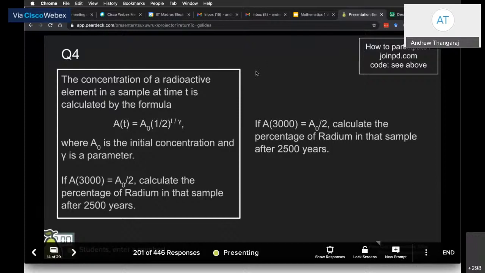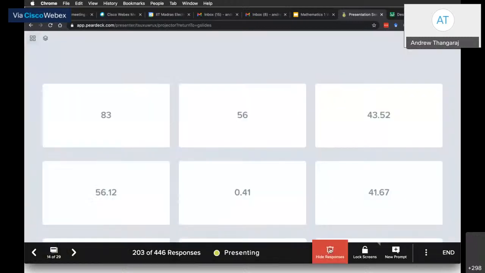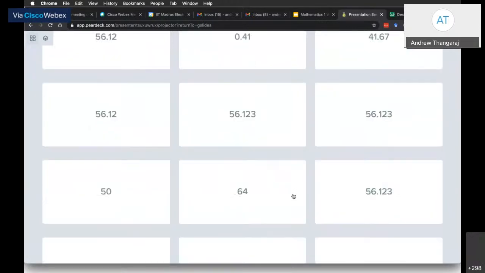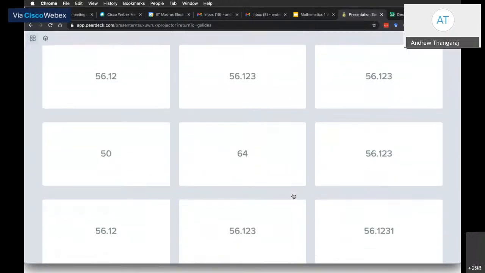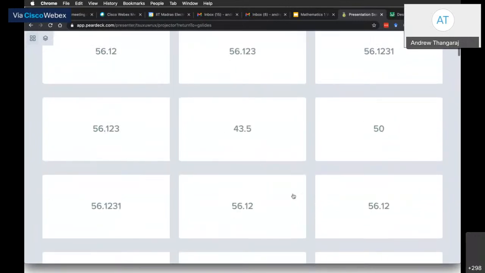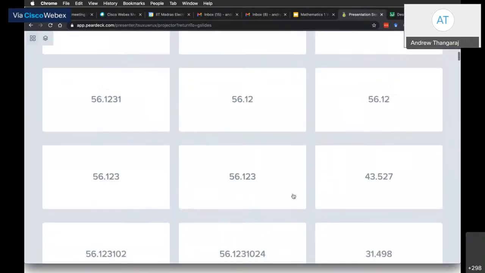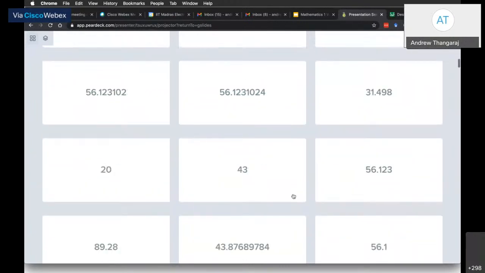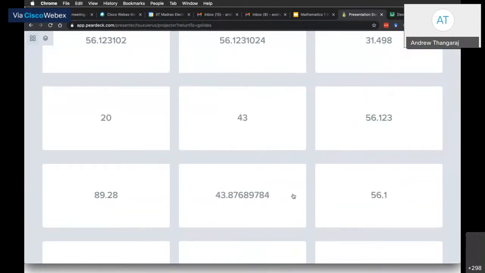All right, I think this is sufficient time. Let me show you the responses that people have put in. We've got 83 as one answer, 56 as another, 43, 41. We're beginning to see 56.123 occurring often. There's a 50, there's a 64. Again, 56.123 is a popular option. We're seeing a 43, 20, 43, 43.87.